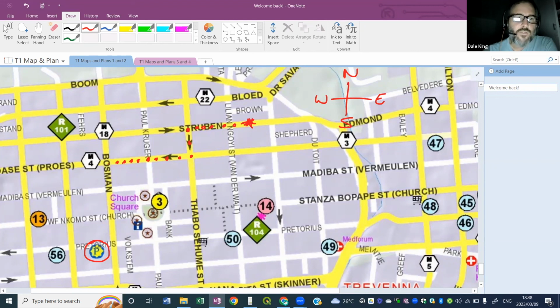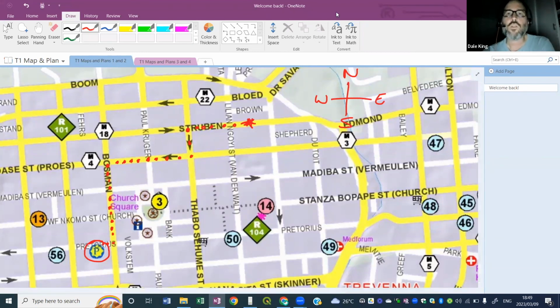Then take a left into Bosman Street and go south. Go past Madiba Street. You'll go past the church square on your left. Go cross over WF and Cornwall Streets. Continue south, and then turn right into Pretoria Street, and the police station will be on your left.